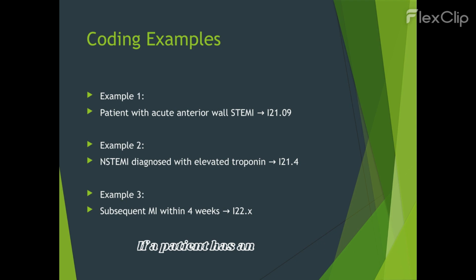If a patient has an acute STEMI of the anterior wall, we would look at code I21.09. If the documentation shows an NSTEMI confirmed by elevated troponin, the code is I21.4. And if that same patient suffers another MI within 4 weeks of the first, we move into the I22 category to show it is a subsequent event. These distinctions are the key to high-quality medical coding.